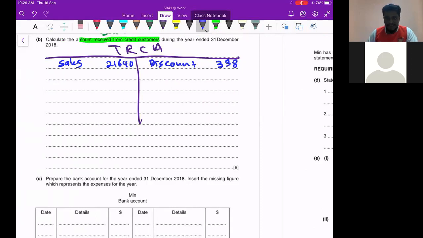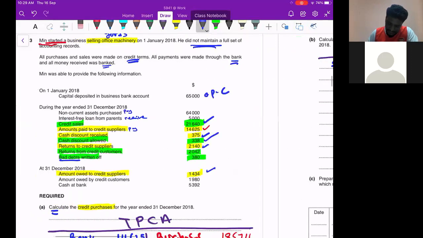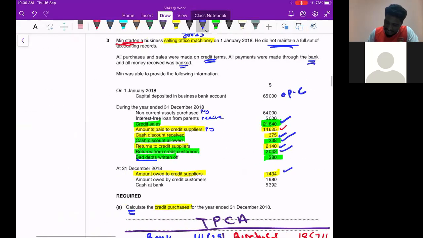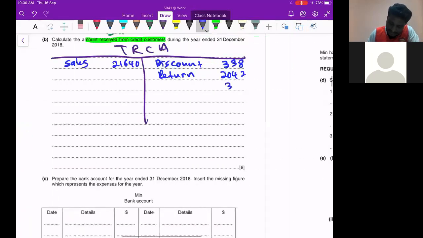Are you following me? After that, next one is return from the credit customer. If the customer returned goods to me, the customer's account will be reduced also. So credit 2042 is returns. Then irrecoverable debt, the customer died. Irrecoverable debt means the customer died. When the customer died, we will minus the customer's account. We write irrecoverable debts, 380.